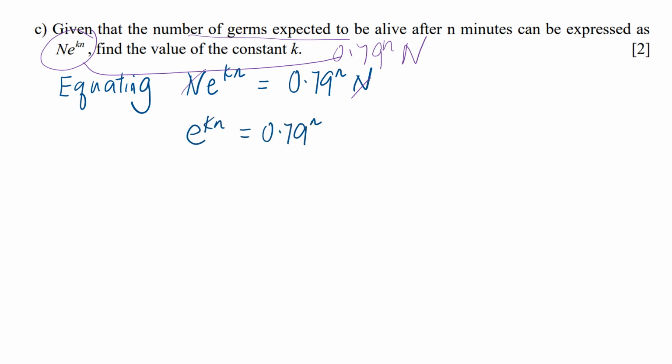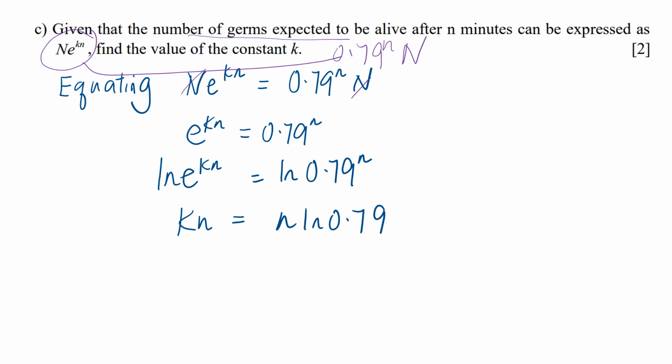Right. And I'm going to bring natural log to both sides so that it can apply the power law. Okay, and again, can you see that the small n can be cancelled off again? So left only k equals ln 0.79, where you can just use a calculator to work out the value to be negative 0.236.